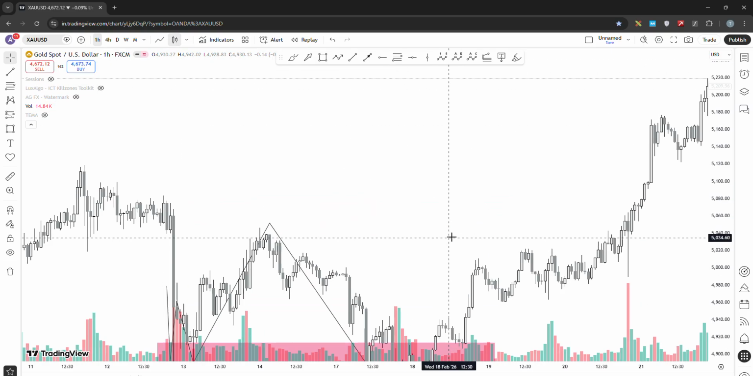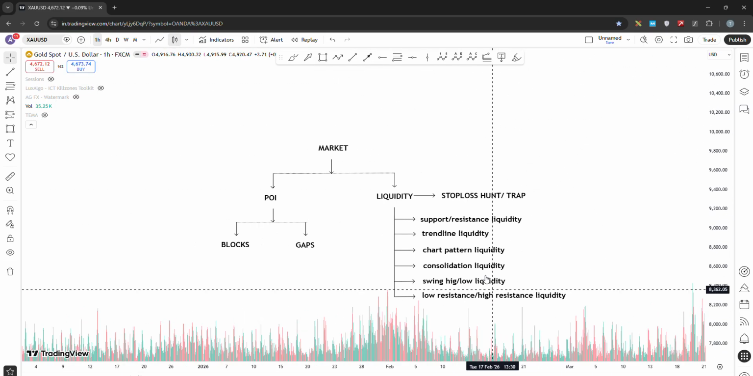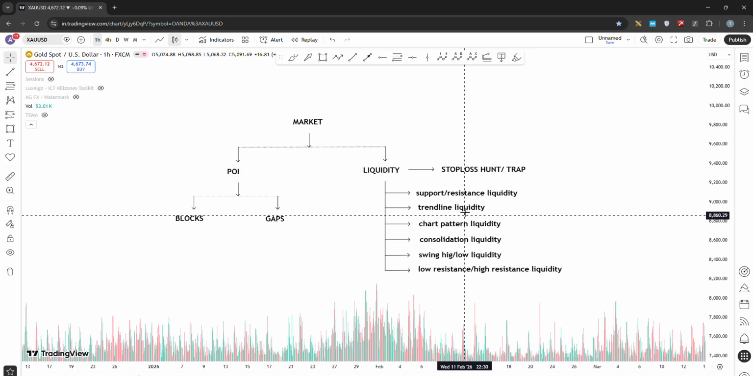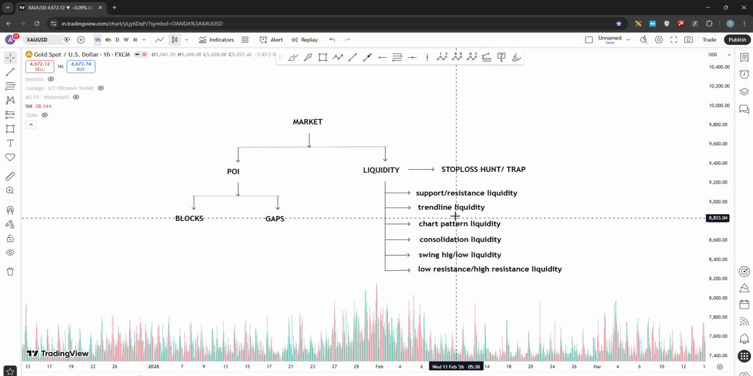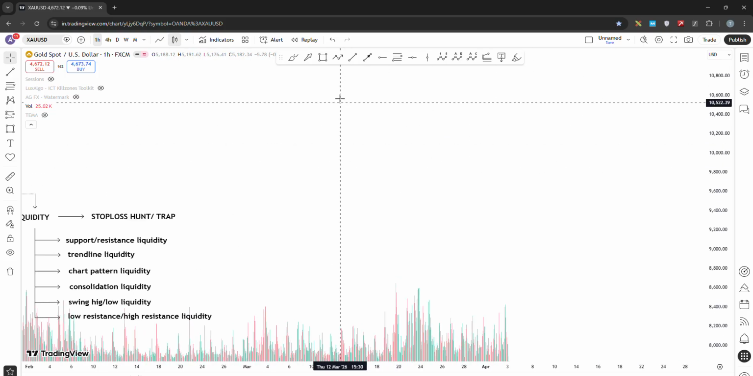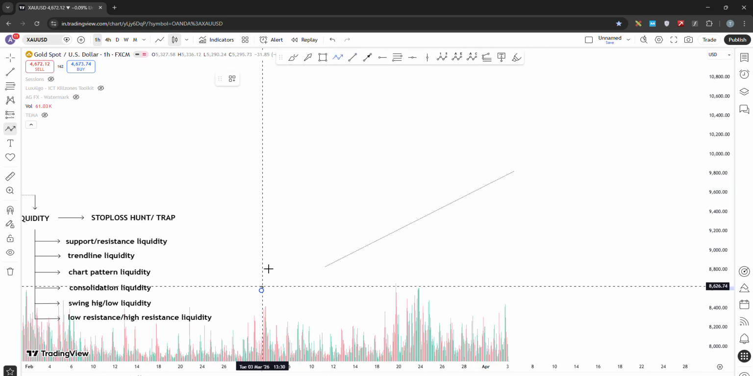Okay, now let's talk about the next kind of liquidity. Once you have understood this, the next kinds of liquidity you'll understand very easily, because it's the same thing. It's just a trap and nothing else, just trapping the retails. Second one is trend line. Now trend line is also very popular. As beginner traders, we are taught about trend lines, right?